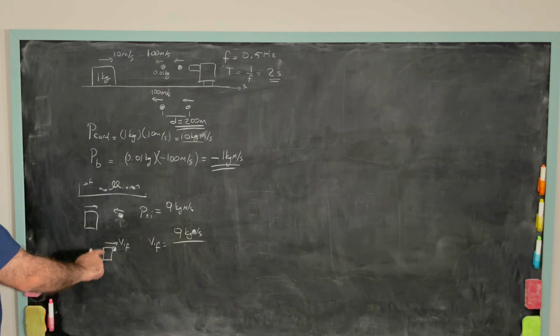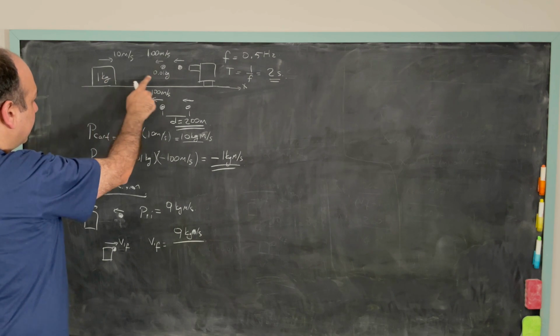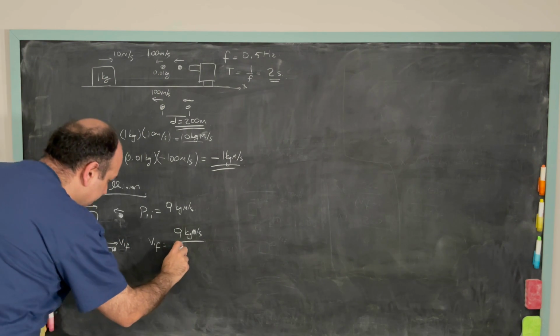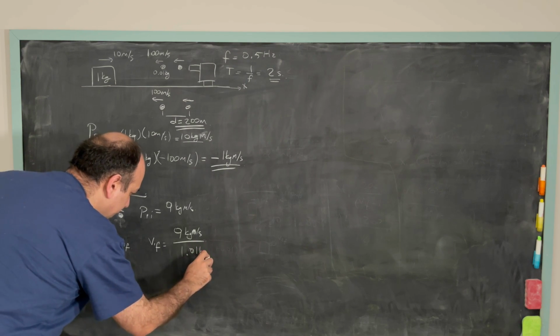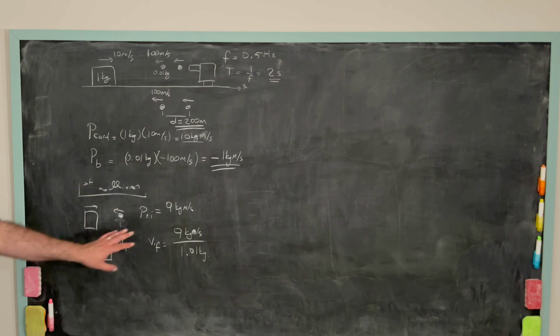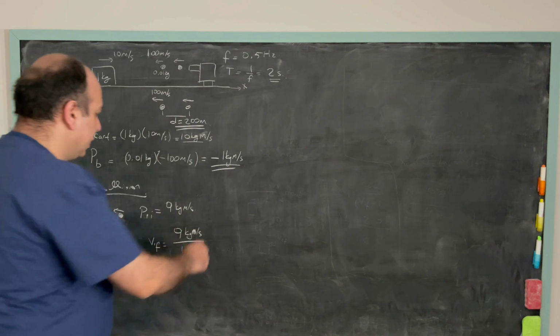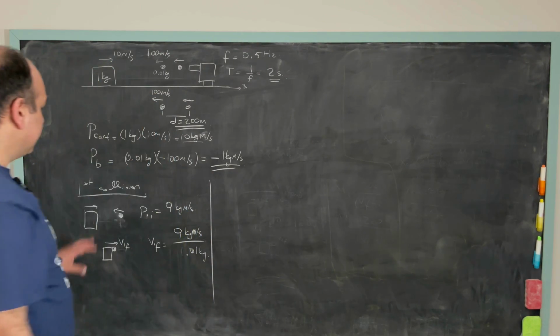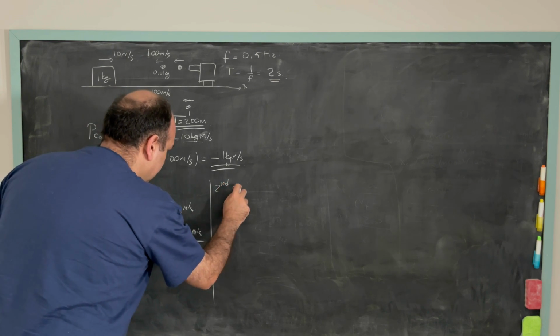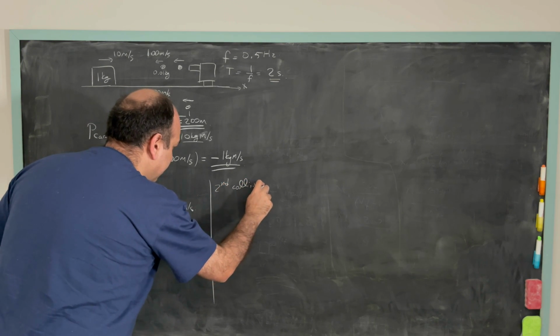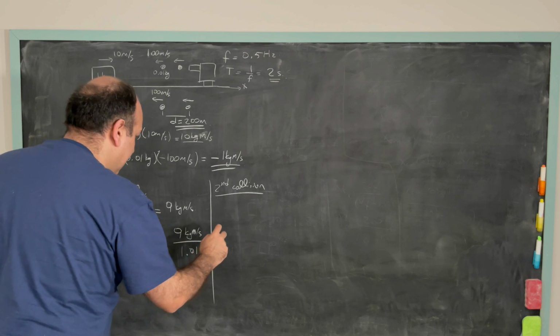What is that? 1 kilogram plus 0.01 kilogram, so it's going to be 1.01 kilogram. Using this, you can solve for V1 final. Similarly, let's look at the second collision and see what's happening here.